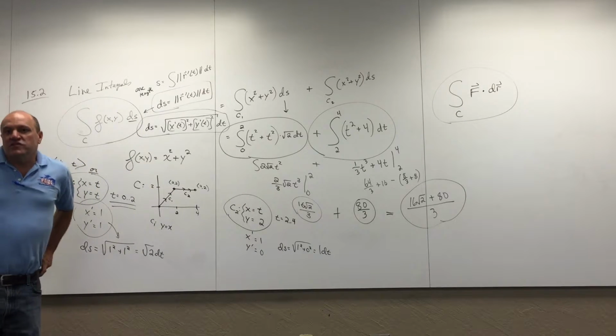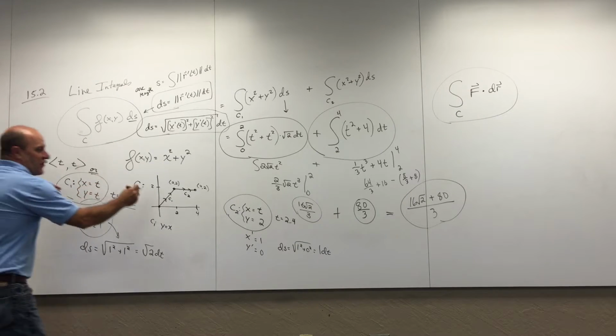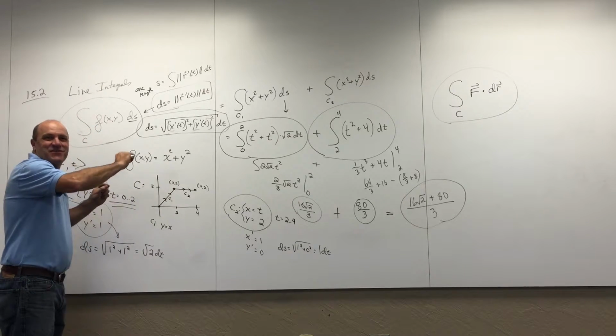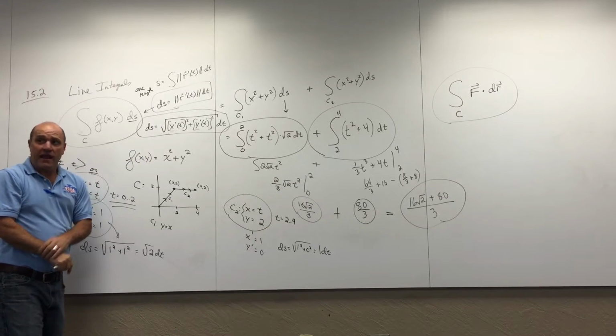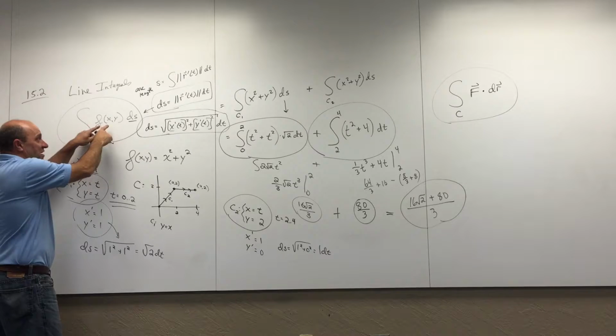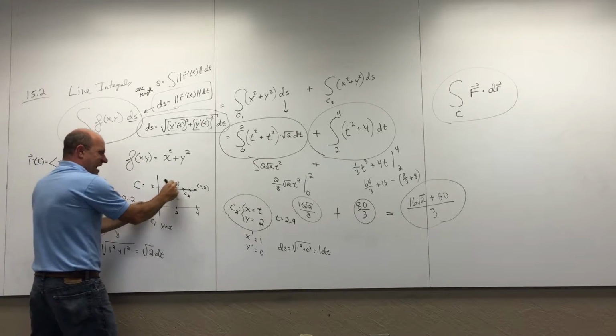I'll tell you one meaning. There's some problems. Here's one. They say maybe this curve is a wire, maybe a wire with a changing density, and this function is the density of the wire at any time. This function is the density function for this wire.